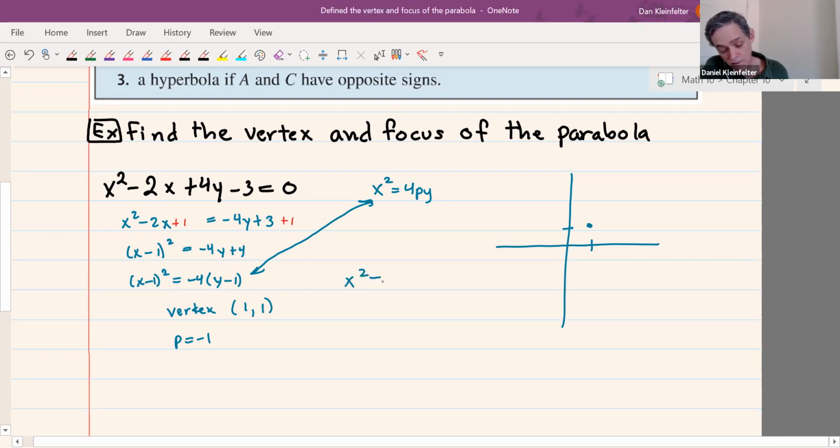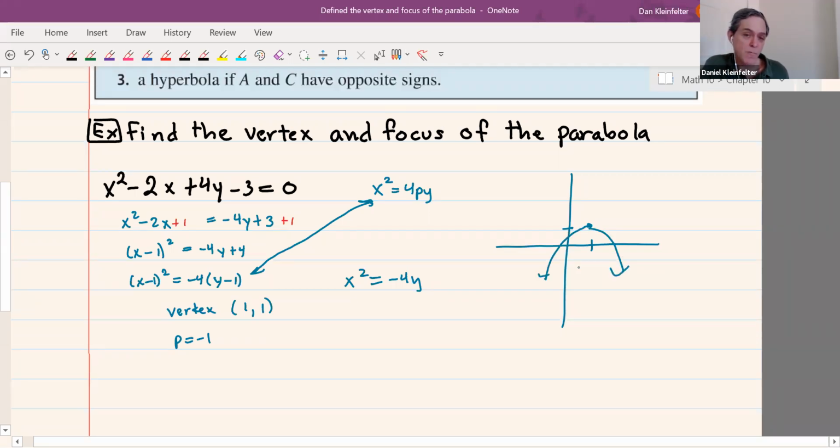Okay, x squared equals negative 4y. x squared is always positive. Okay, if x squared is always positive, then negative 4y has to always be positive. Negative 4 is negative, so y has to be negative. That means that this thing has to open downward.